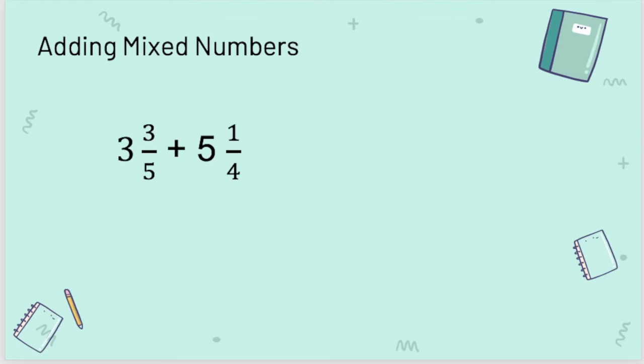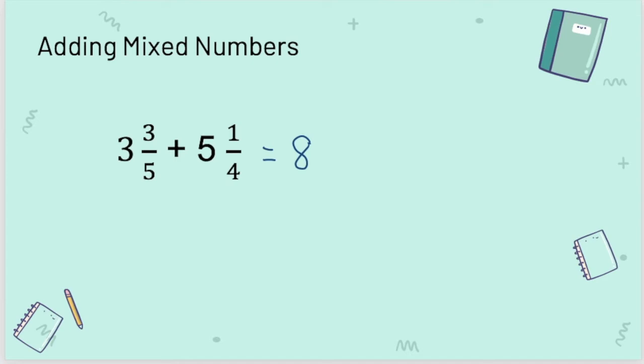This time, let's try adding a mixed number by another mixed number. So there are easy steps on how to do this. First, add the whole numbers. 3 plus 5 is equal to 8. And then focus on the fractional parts. 3/5 plus 1/4. We know that these fractions are unlike fractions. They have different denominators. So we can only add this if they have the same denominators.